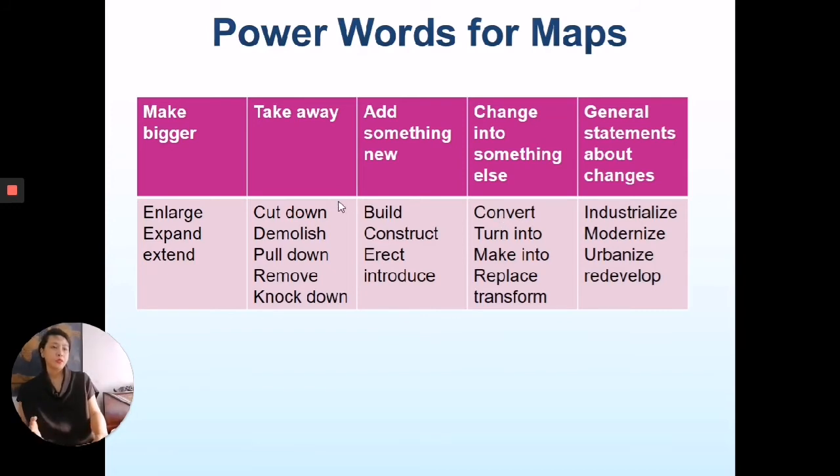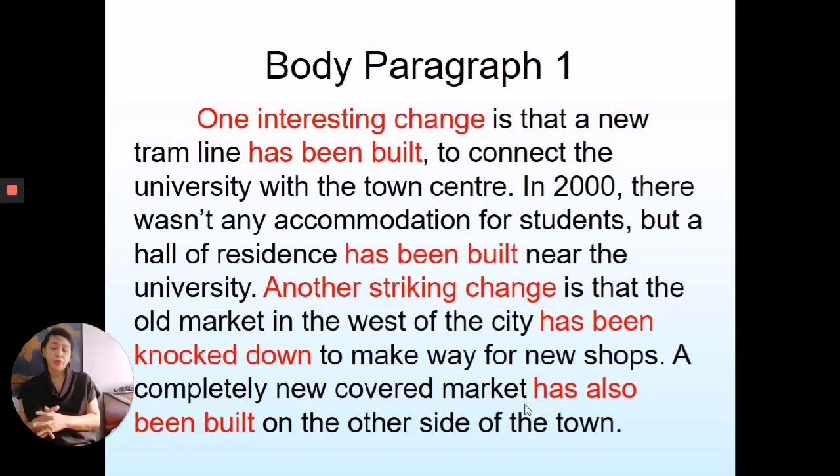And then for something that changed into something else, you can say has been converted into a mall, have turned into a hospital, or made into, have been replaced by, or have been transformed. And when trying to make general statements about changes, you can say have been industrialized, have been modernized, have been urbanized, or have been redeveloped. So that's how you try to use power words when describing maps. And then now you're ready to write your body paragraphs. So this is how you apply it.